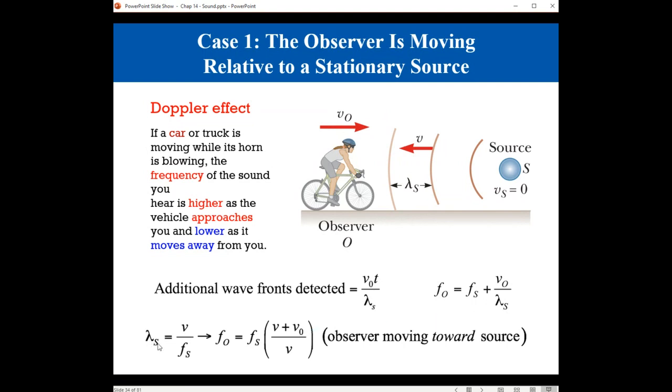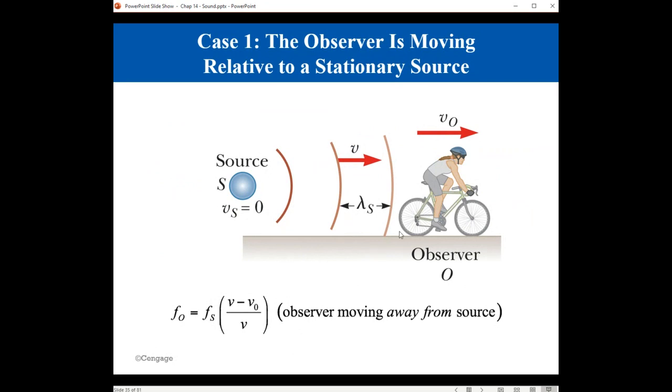Lambda s, the wavelength of the source, can be calculated as the velocity divided by the frequency, as always. So the frequency heard by the observer can be calculated from this equation, v plus v naught divided by v. If the observer is moving away from the source, the frequency now becomes less than the source frequency. So the observed frequency is the source frequency multiplied by v minus v naught divided by v. V naught is the speed of the observer and v is the speed of sound. We are assuming the source is at rest.